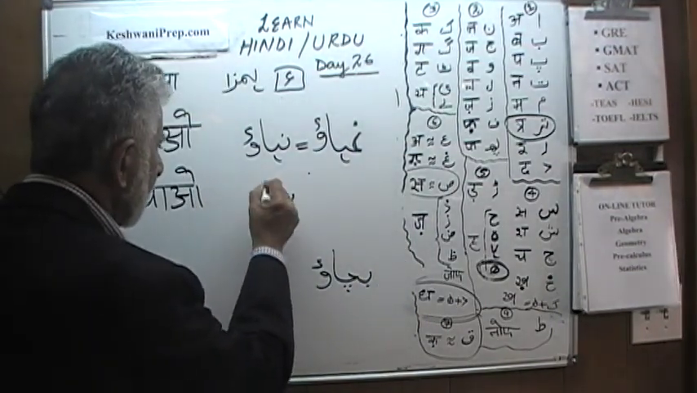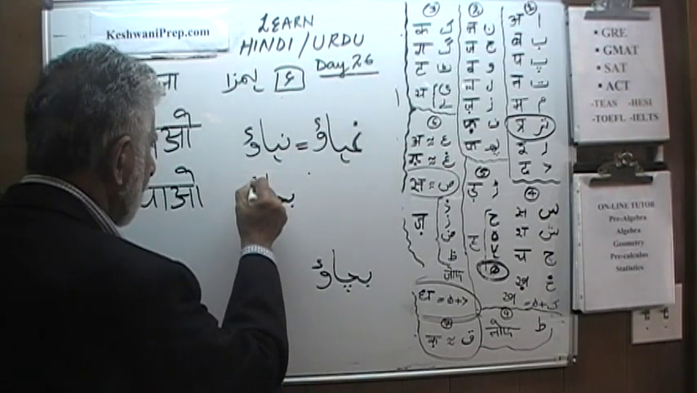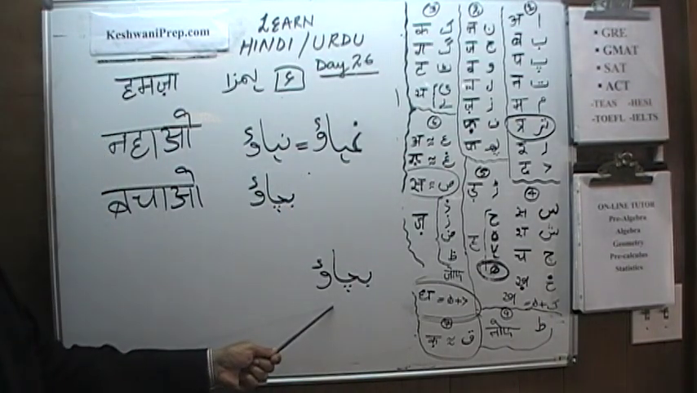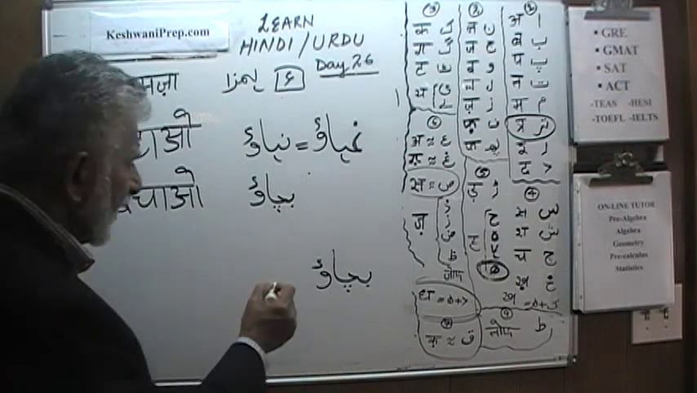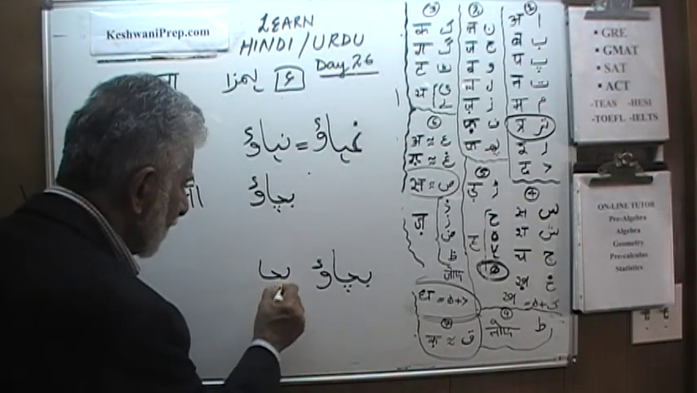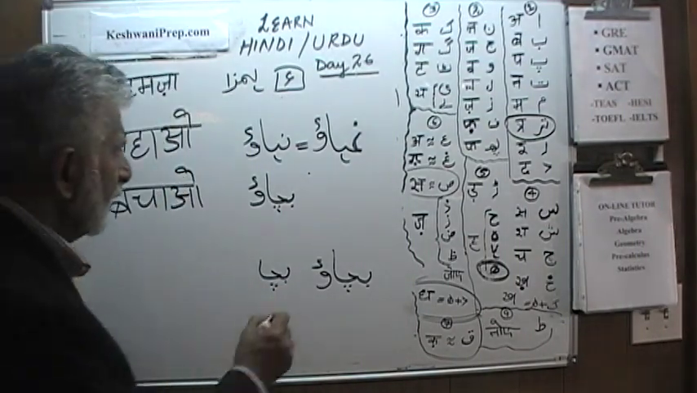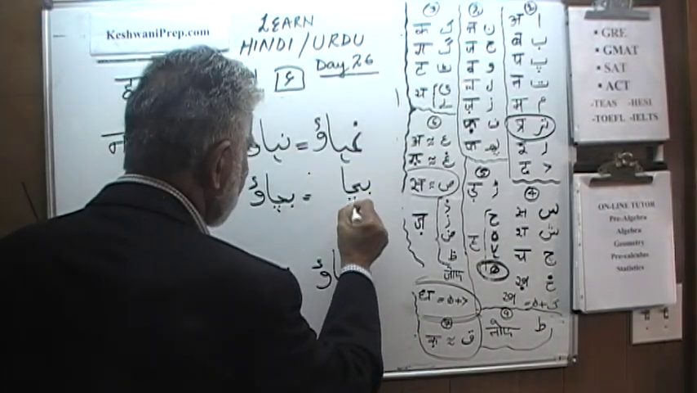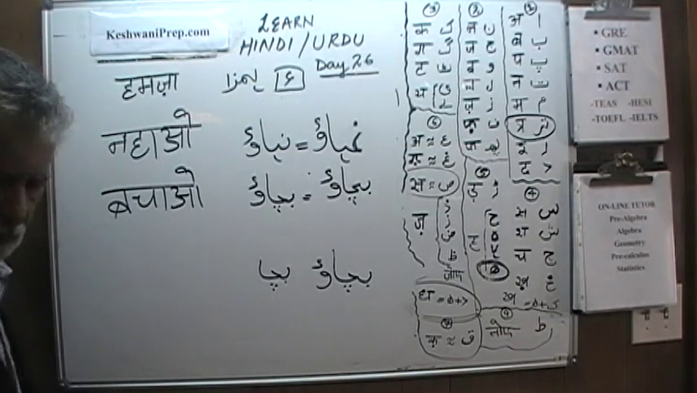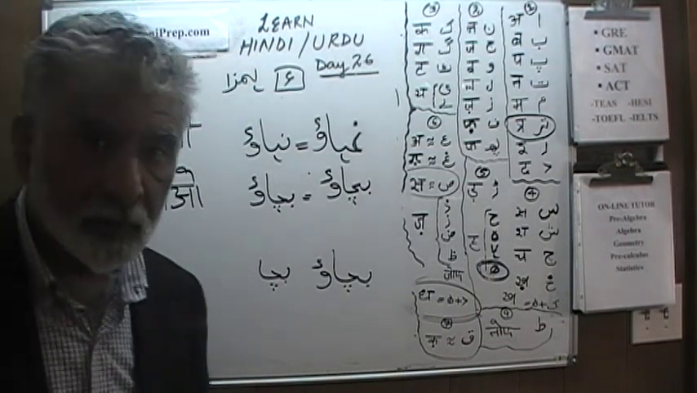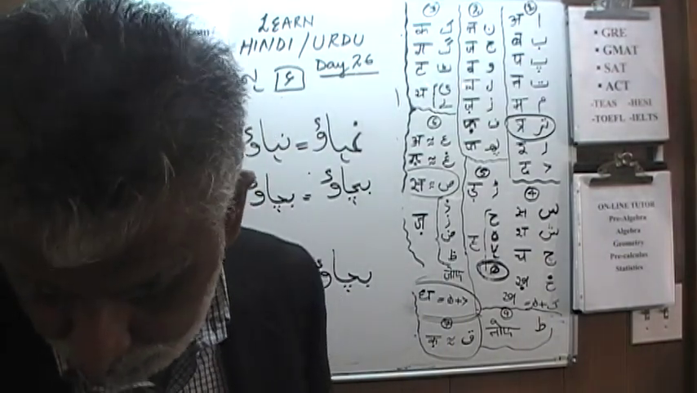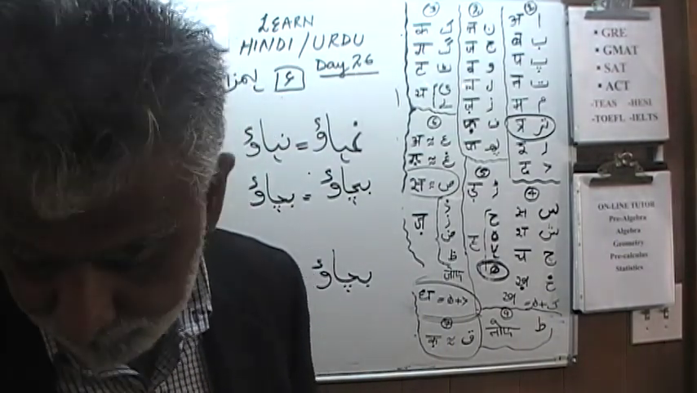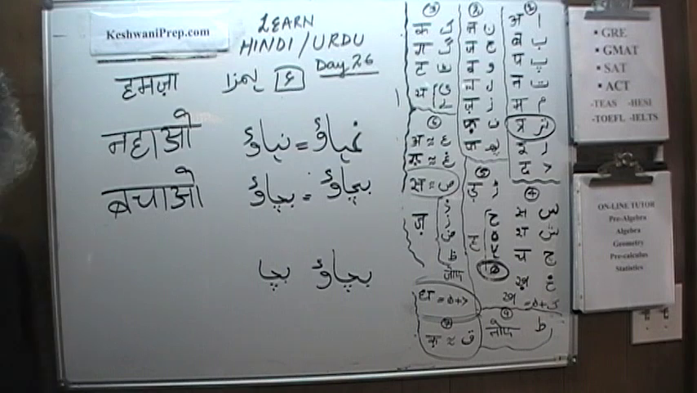B, cha, o. The reason it is considered a little bit of a childish handwriting is because you have to lift the hand. B, and then you have to lift your hand to write cha. We don't do that. This is how you write it. B, cha, o. Bachao. To save. Khana bachao. Paise bachao, save some food for me, save money.